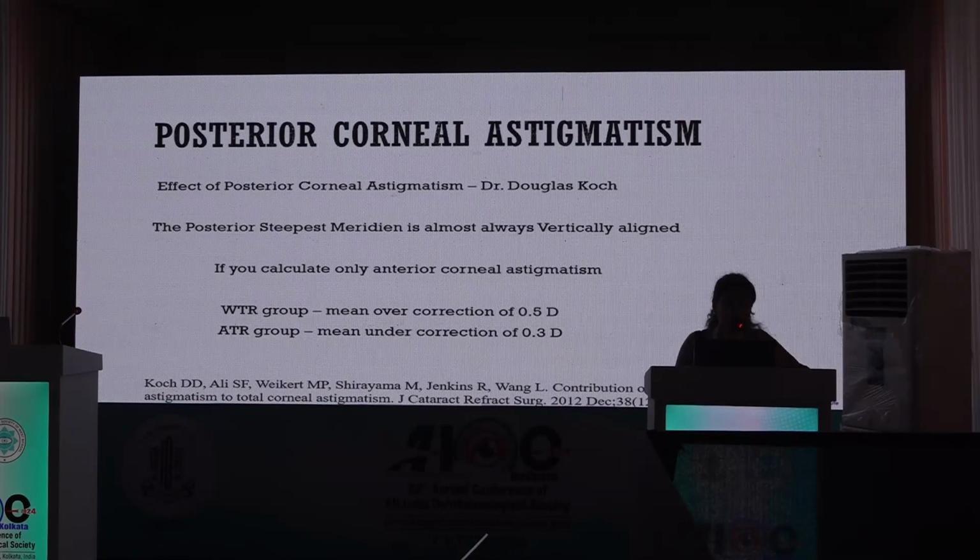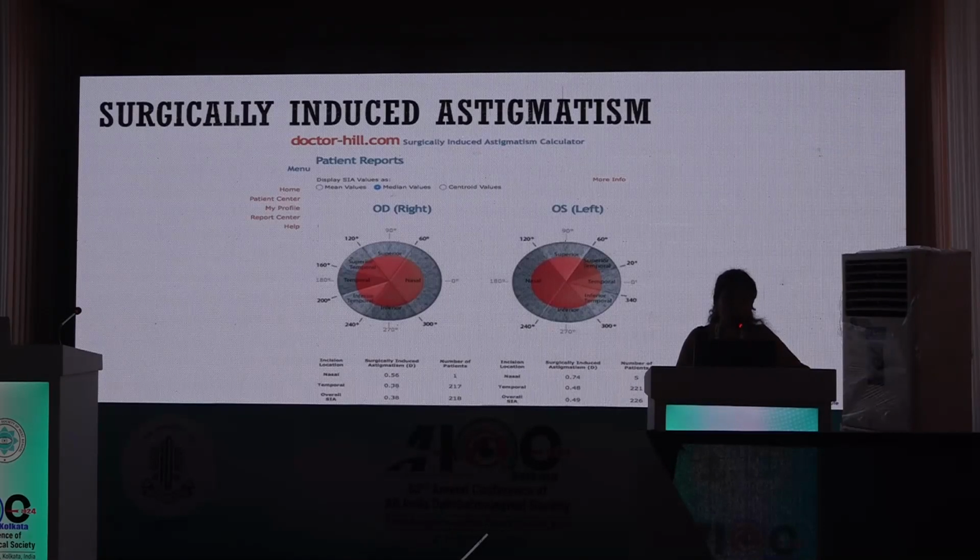So Dr. Douglas Koch found out that the effect of the posterior corneal astigmatism is in the vertical meridian. The posterior steepest meridian will almost always be vertically aligned. So that will give you an error while you are calculating. With the rule group, the overcorrection will be almost 0.5 diopters, and against the rule, there will be an undercorrection of 0.3 diopters. So the machine should be able to calculate for the same.